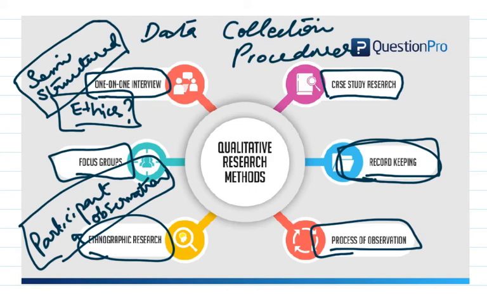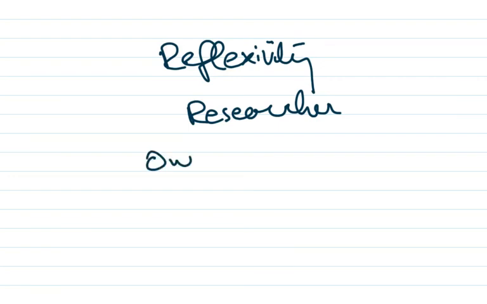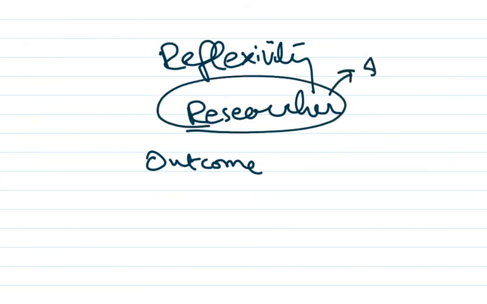Now, when we talk about reflexivity, because that's something we have missed out. Reflexivity is basically the idea that you as the researcher, right, have an influence on the process of the research, not just the outcome, because of who you are as a researcher and who you are as an individual, right?